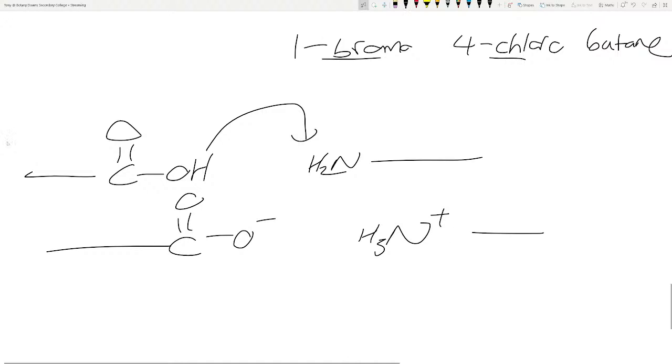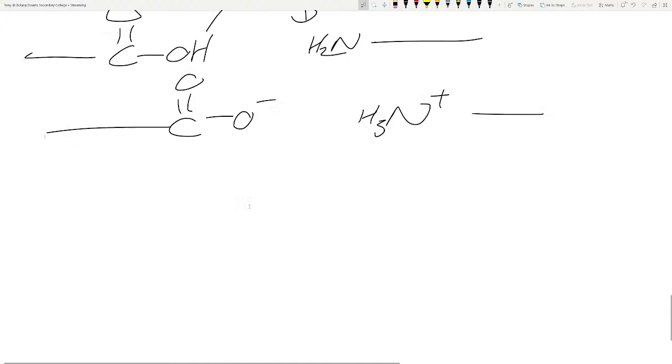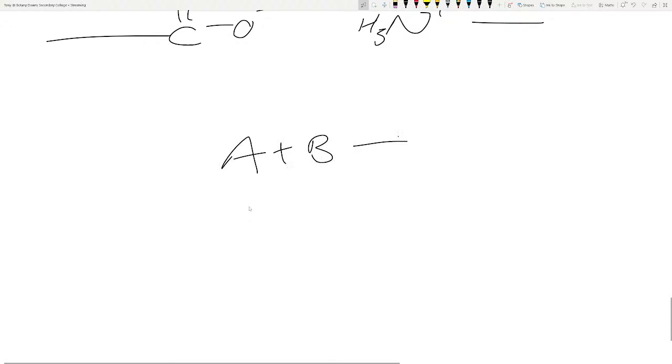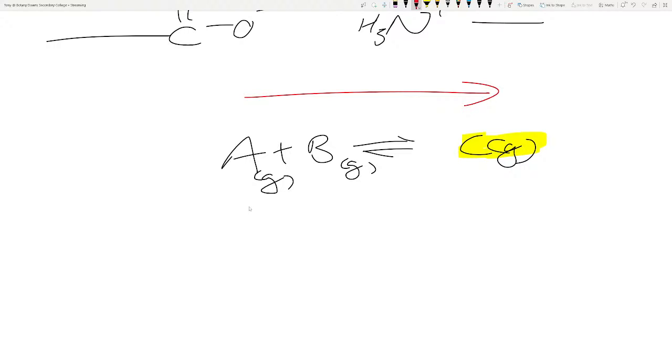Malika asked, how do you explain the effect on position of equilibrium if the pressure is increased? If you increase the pressure, the system will shift to favor the reaction that produces fewer gas particles. Let's say you have A plus B turning into C, and this is gas, this is gas, this is gas. If I increase the pressure, then I'm going to favor this reaction. The system will shift this way because it shifts to the side that makes fewer gas particles to overcome this change.